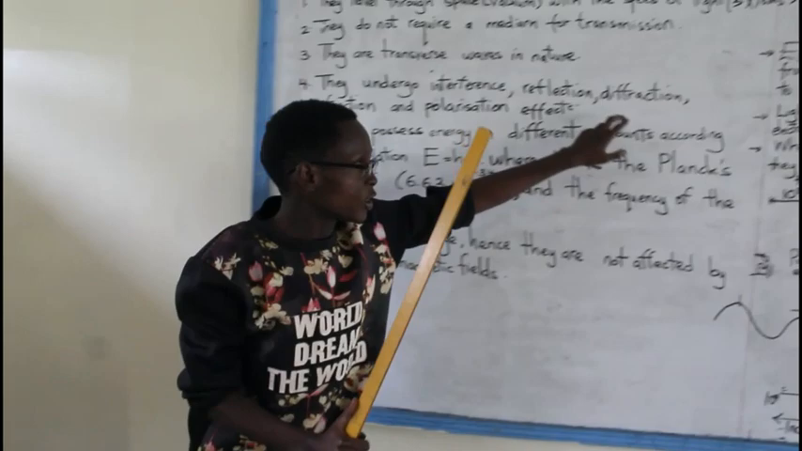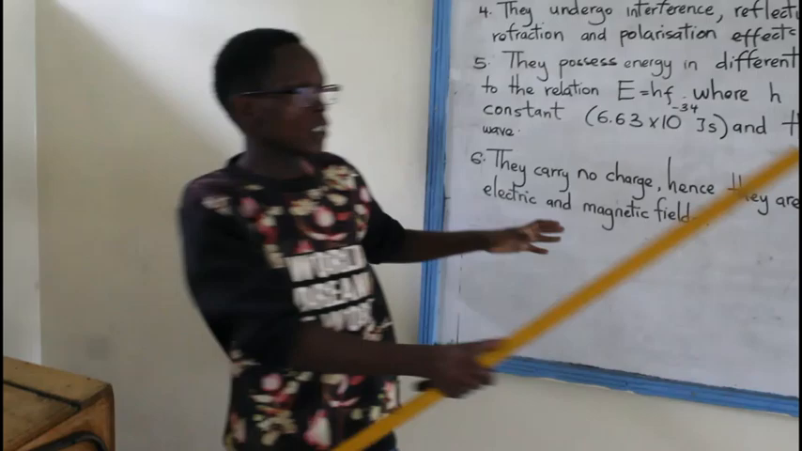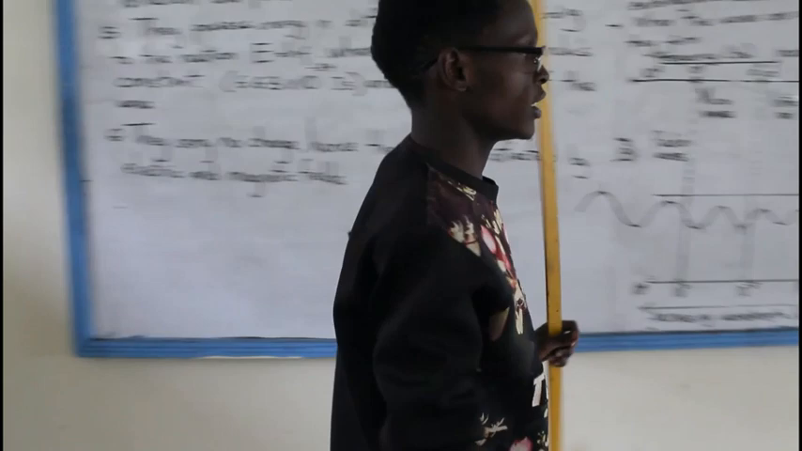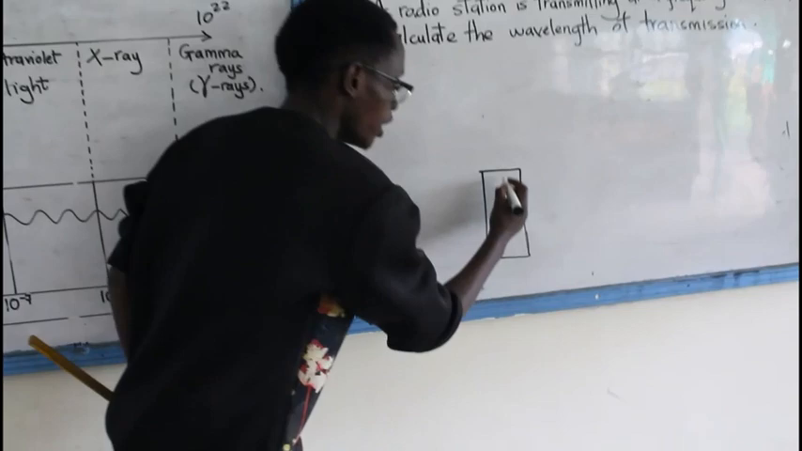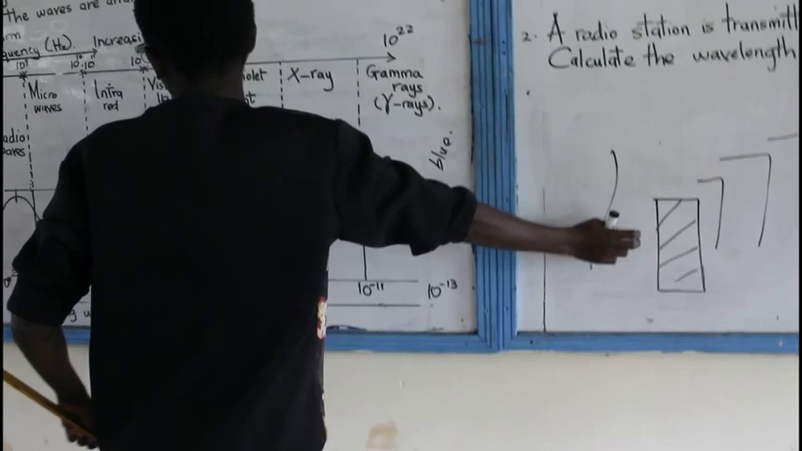Also they undergo diffraction, whereby if you put an obstacle in front of these electromagnetic waves, you'll observe that they're going to be changed. For example, I can just show you a bit of diffraction. Let's say they were there, you're going to notice some changes. Maybe something of the sort might happen. If you can remember, this is what we refer to as diffraction.